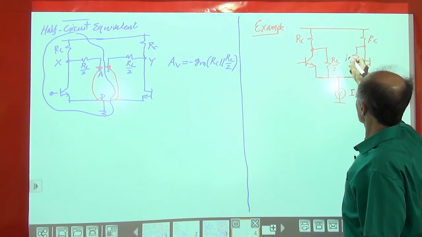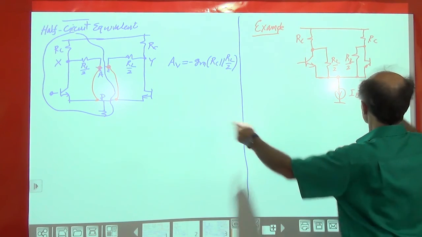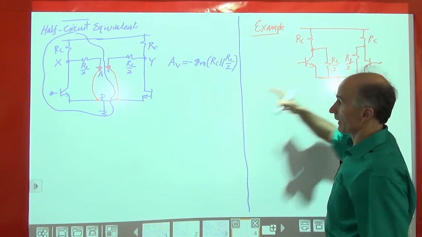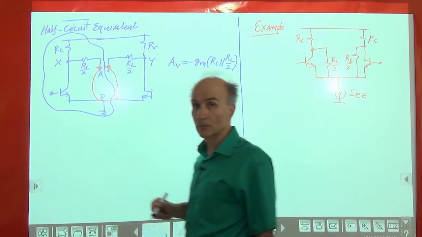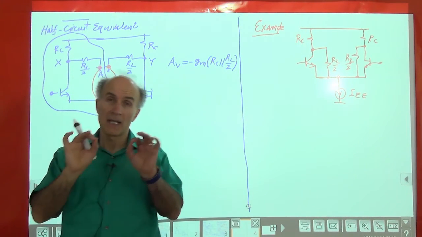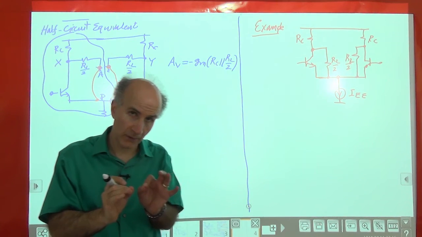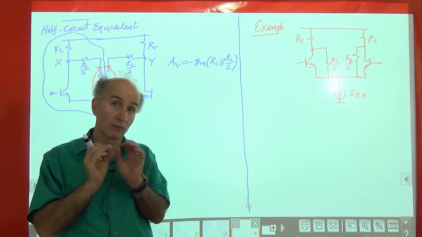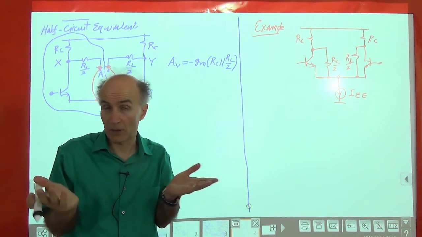And I call it RL over 2. Are these two circuits the same? This one and that one? Well, as far as small signal operation is concerned, as far as the small signal differential voltage gain is concerned, yes, they are the same, right?